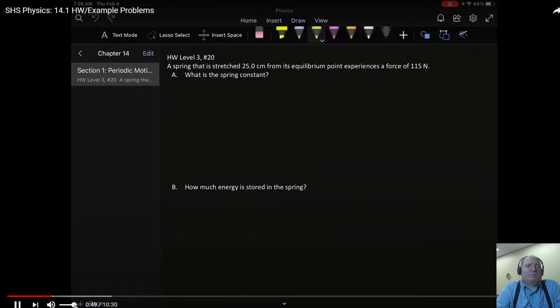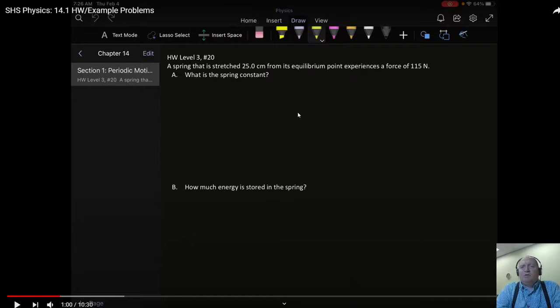Let's dive in. So homework level 3, number 20 says, a spring that is stretched 25 centimeters from its equilibrium point experiences a force of 115 newtons. A, what is the spring constant? All right, so how strong of a spring is this?